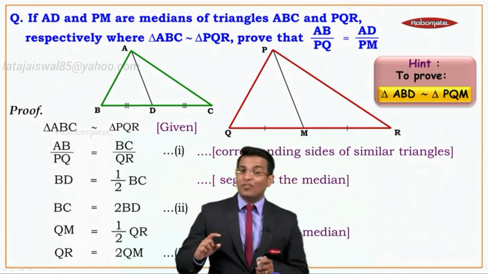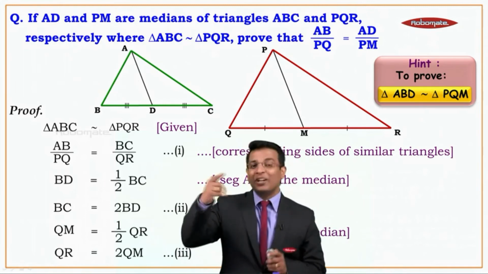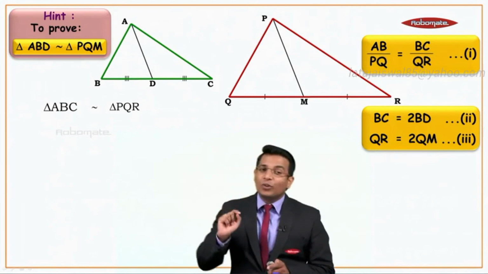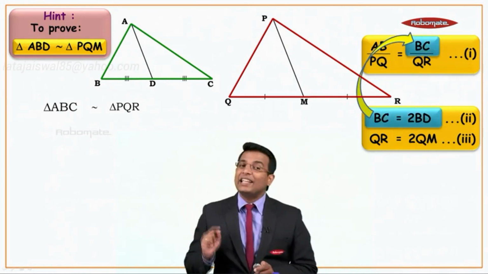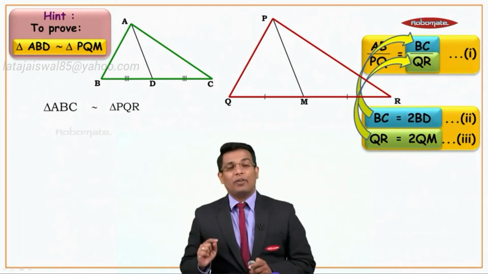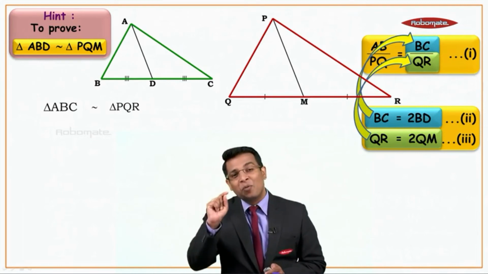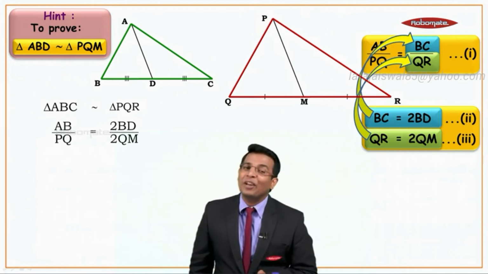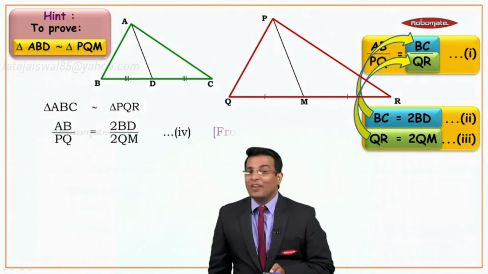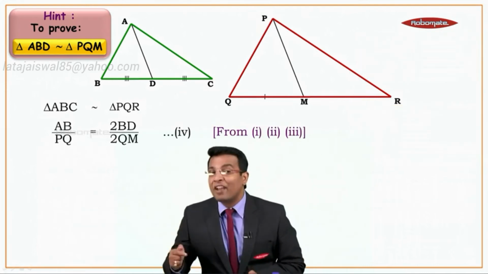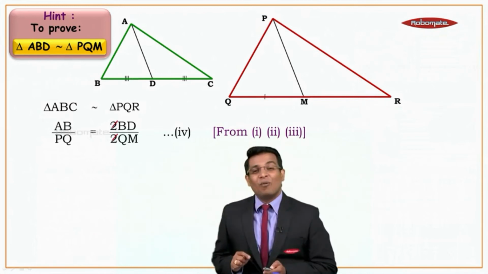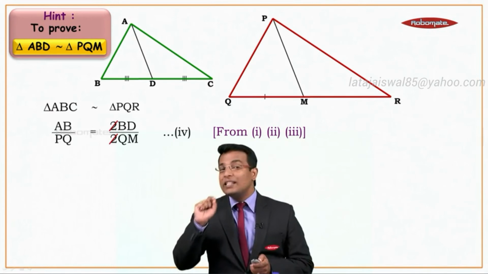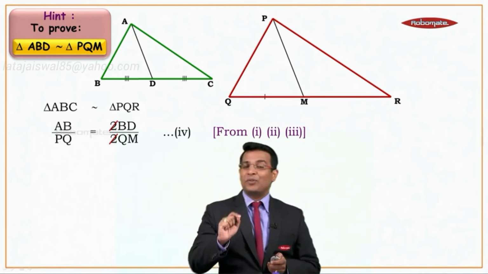Now this is going to help us to substitute in equation number 1, using 2 and 3. Let's observe how we are going to do that. We substitute the value of BC and the value of QR in statement number 1. So what do we get? AB upon PQ is equal to twice of BD upon twice of QM. We get it as statement number 4, from 1, 2 and 3. Now 2 and 2 get cancelled. So we have AB upon PQ is equal to BD upon QM.